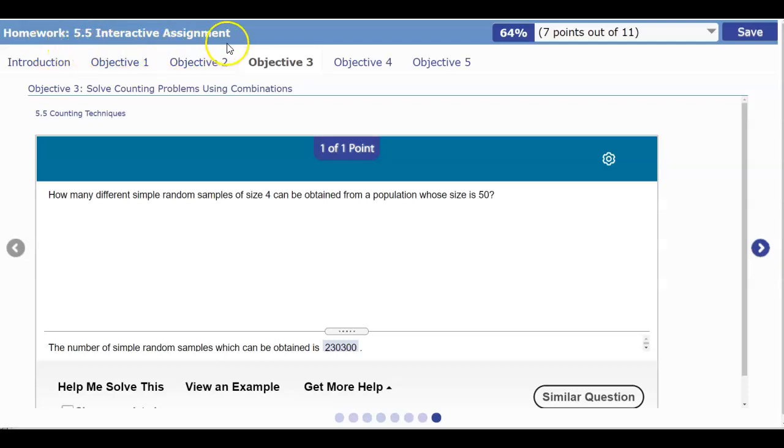Section 5.5 Interactive Assignment Objective 3. How many different simple random samples of size 4 can be obtained from a population whose size is 50?